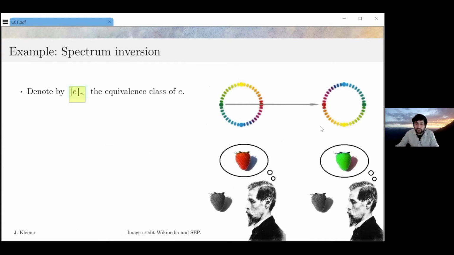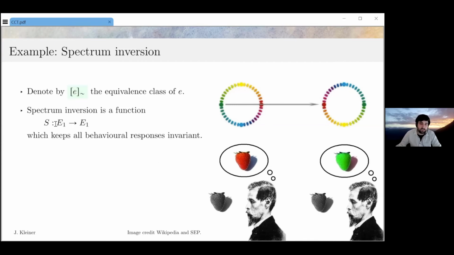And we can now look at spectrum inversion. I suppose most of you have heard about this. That's the idea: while I'm seeing a red strawberry right now, something could happen to the configuration of my brain or maybe the laws of nature, and that would imply that I see a green strawberry, but I can't express the difference in any sort of report or behavior. So what's that formally? Well, spectrum inversion is just a function which maps the states of consciousness of the first subject, for example, to the states of consciousness of the first subject.